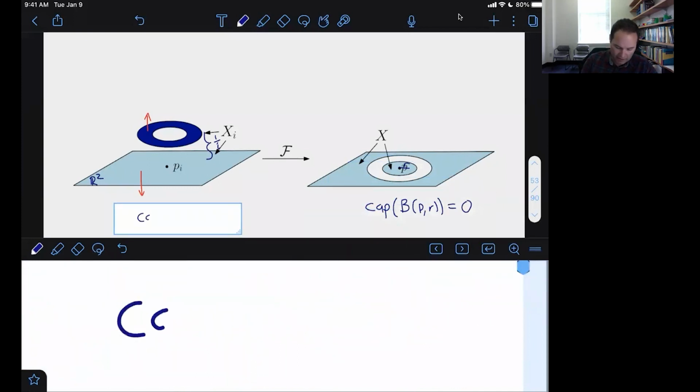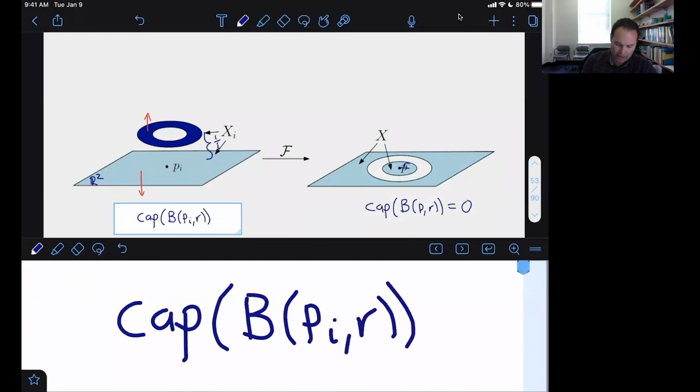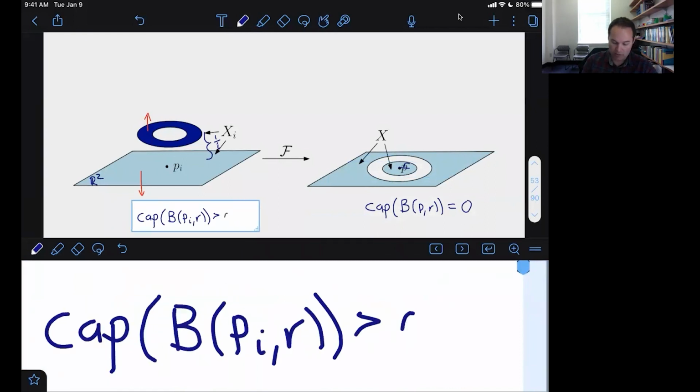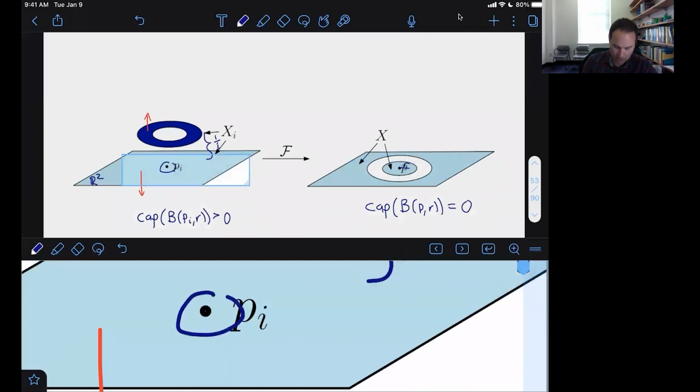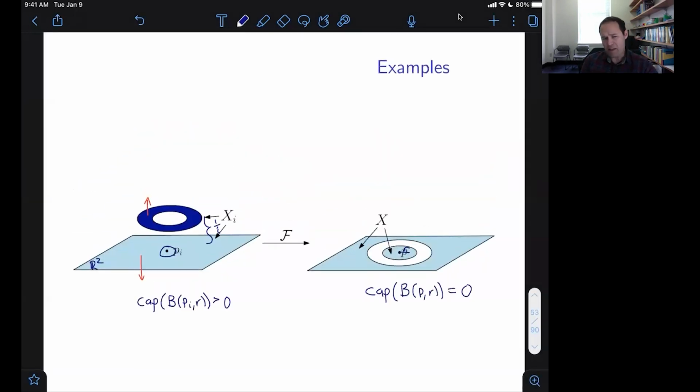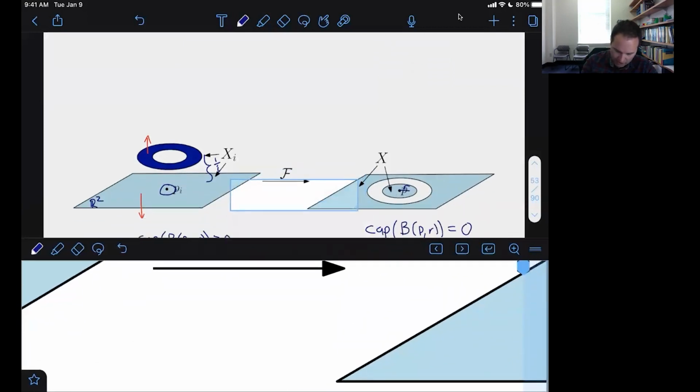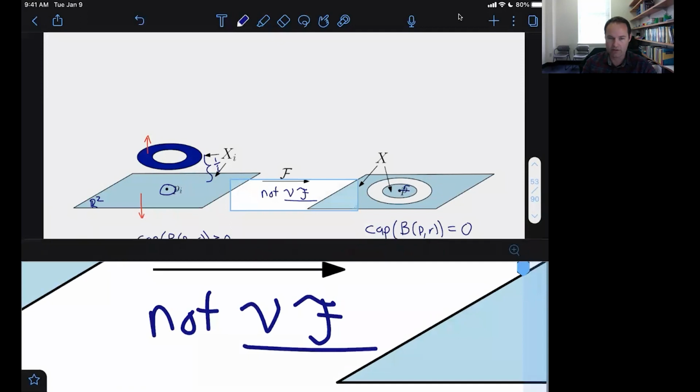But over here, the capacity of the ball of radius R, these would all be positive. So if you have a small ball there, okay, they don't care that there's an annulus sitting above it. The capacity doesn't see that. Okay, so but notice here, this goes the wrong way, but this is F convergence. This is not VF. You have some mass loss because of the cancellation effect.